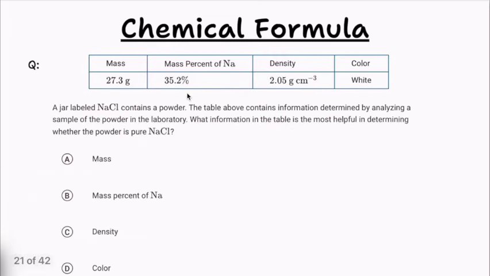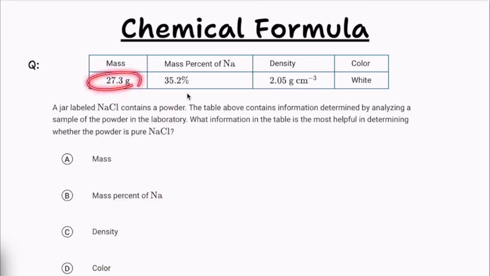The next question. A jar labeled sodium chloride contains a powder. The table above contains information determined by analyzing a sample of the powder in the laboratory. What information in the table is the most helpful in determining whether the powder is pure sodium chloride? Okay, so mass percent, density, and color.